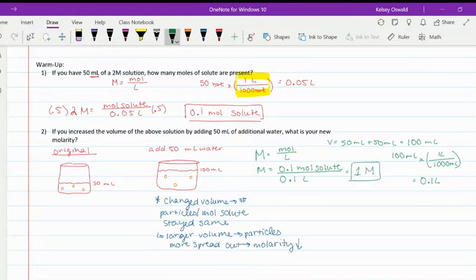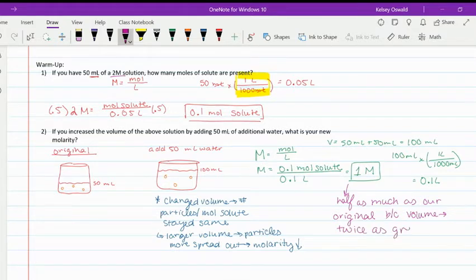It's 1 molar. And if we look at this, that 1 molar is going to be half as much as our original 2 molar. So compared to that original molarity of 2 molar, we're now at half that value. And that makes sense because the volume is now twice as large. Those particles were able to spread out twice as much, so our concentration is going to be half.